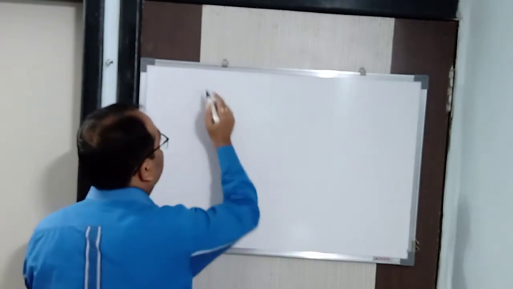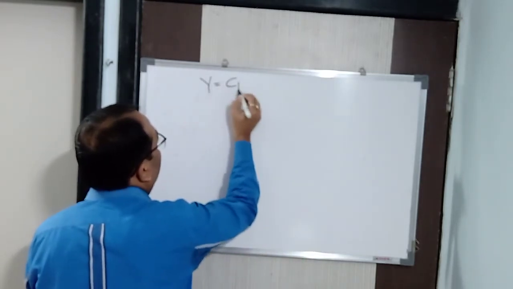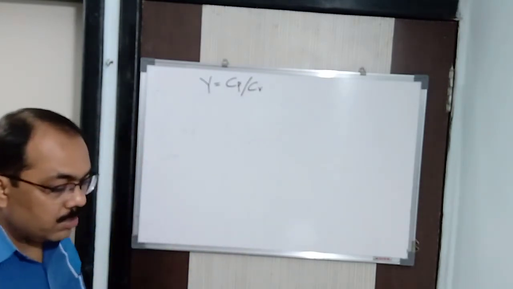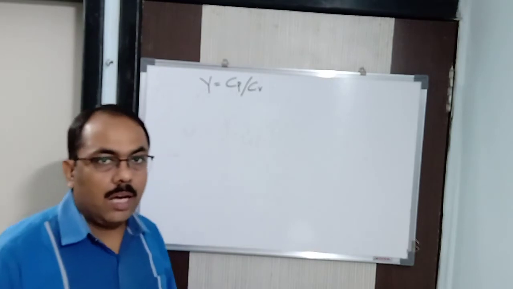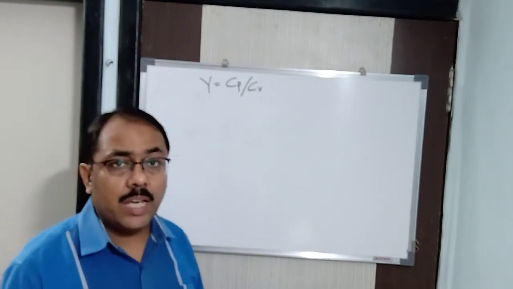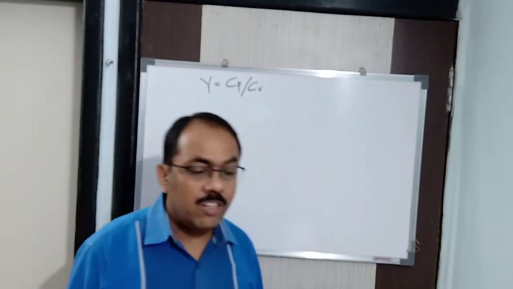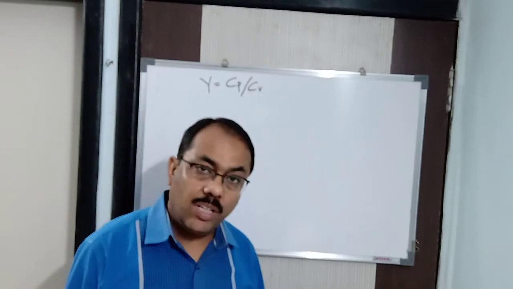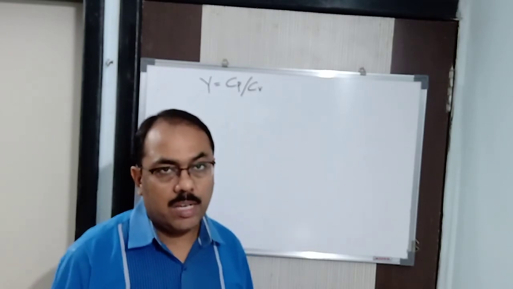The atomicity of a gas is given by the letter gamma. Gamma is equal to Cp by Cv. Now, if the value of gamma is 1.66, mind it, it is a monoatomic gas. If the value of gamma is 1.4, it is a diatomic gas. If the value of gamma is 1.3, it is a triatomic or polyatomic gas.